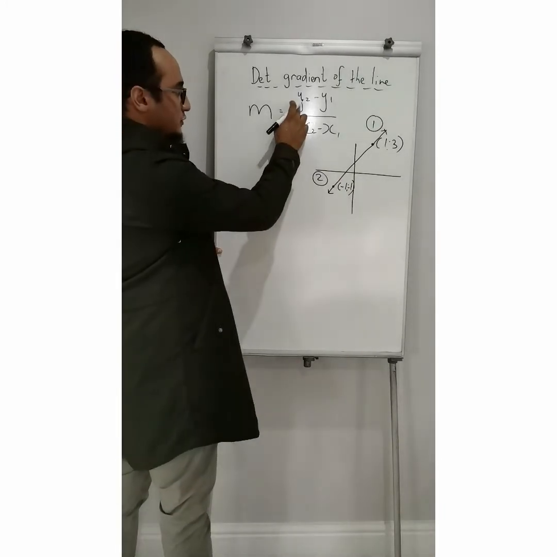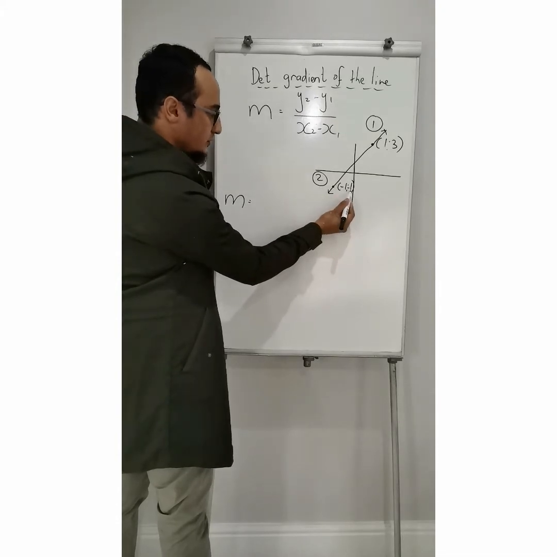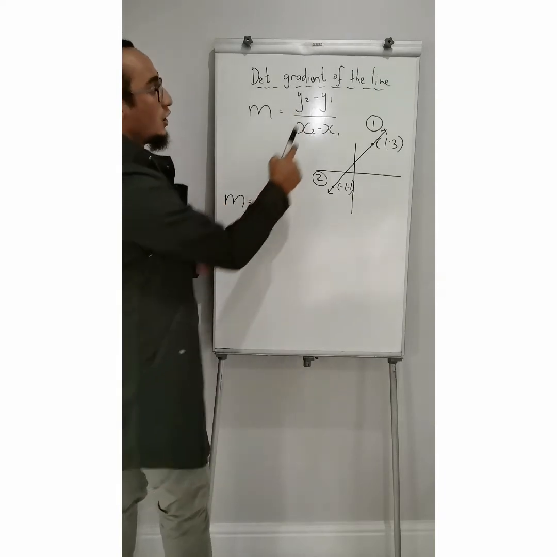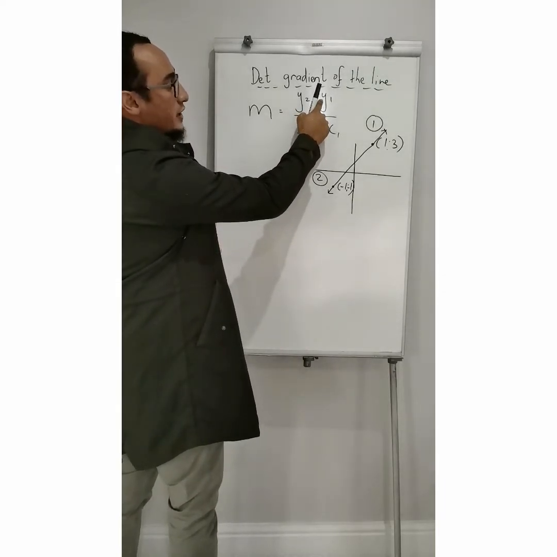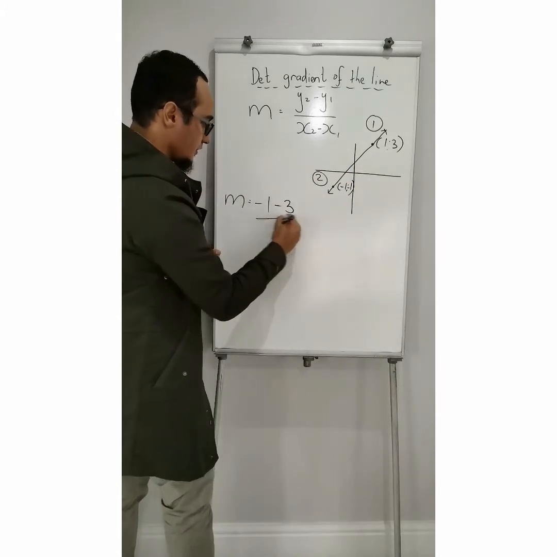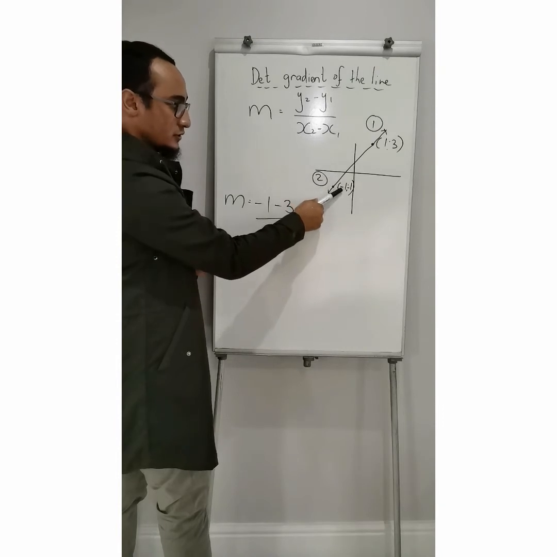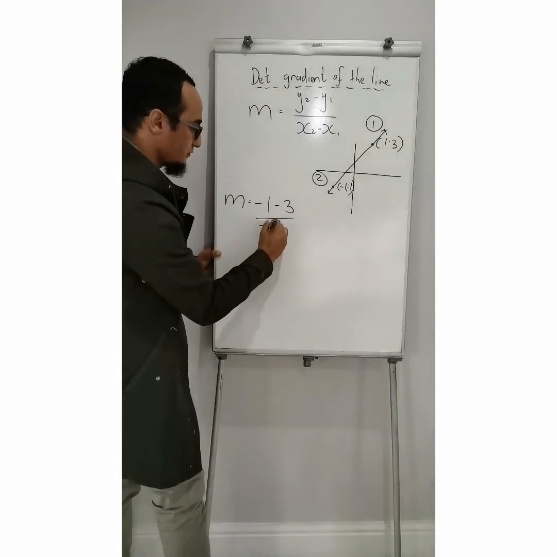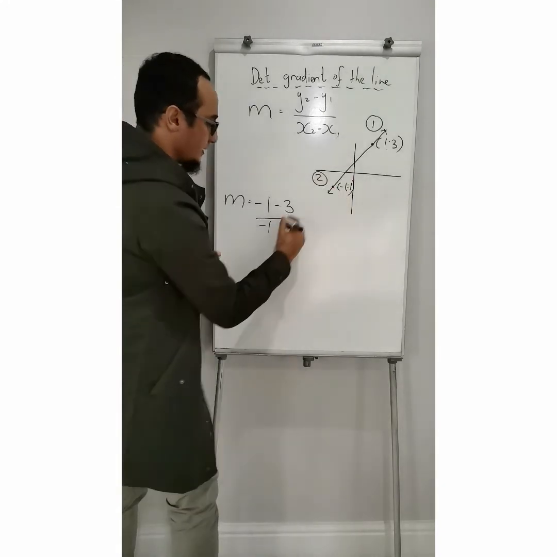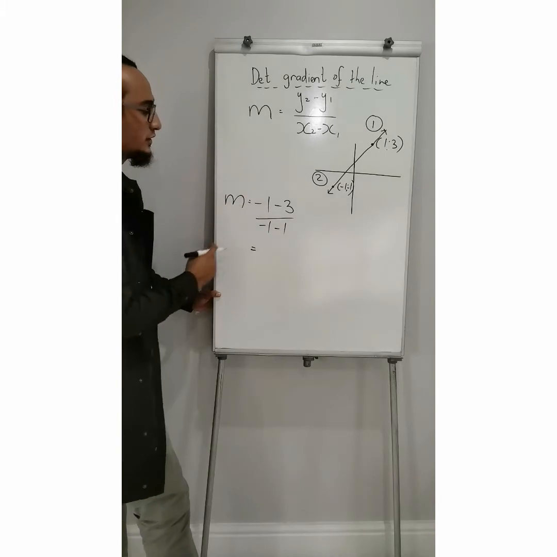So, y2 at point number 2. Here's point number 2. The y value is negative 1. Minus comes from your formula. Y1, what's the y value at point number 1? It is 3. Over. What is the x value at point number 2? Negative 1. What is the x value at point number 1? That is 1. From there, put straight into your calculator, or you can do it manually.